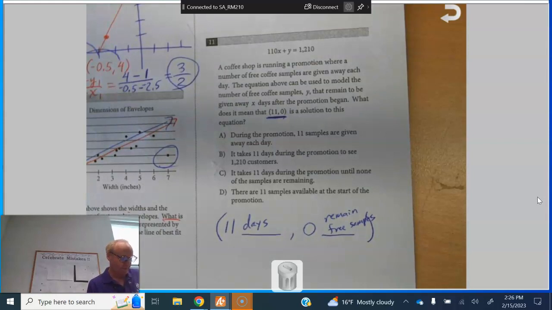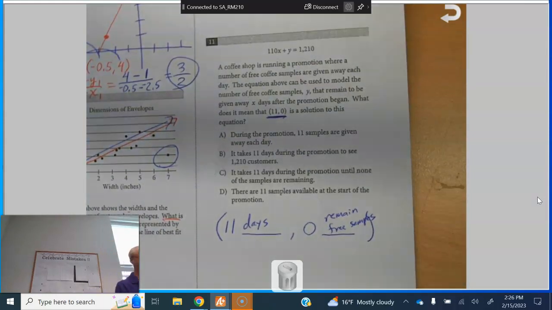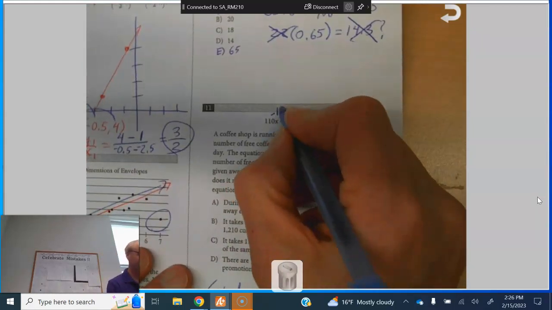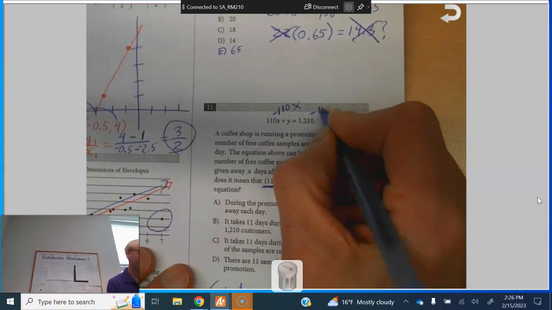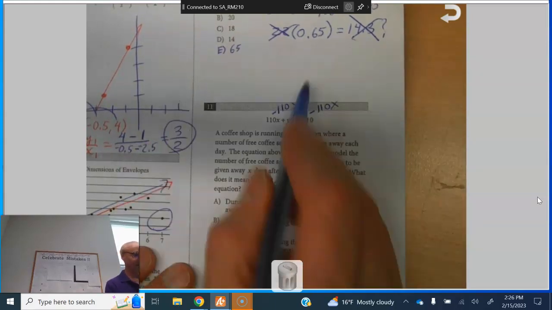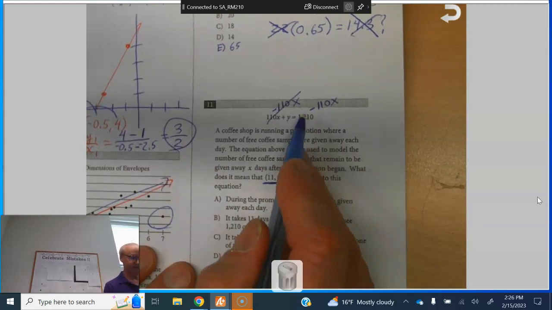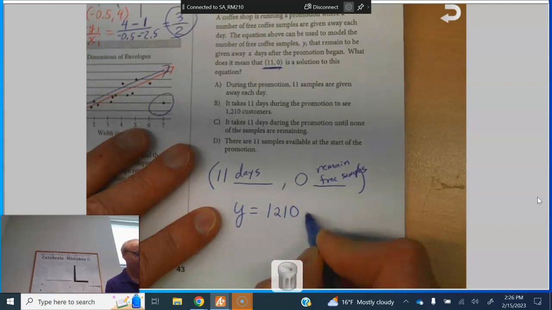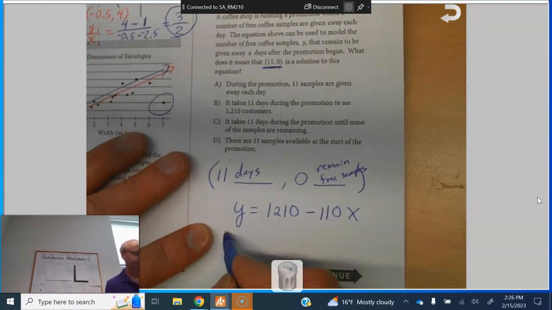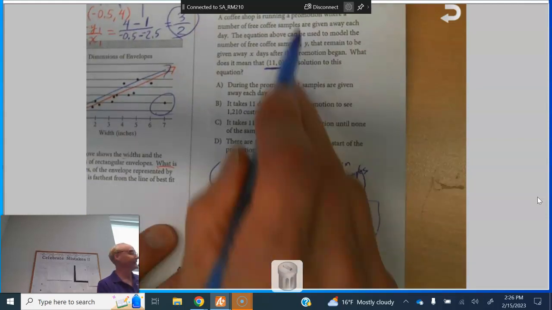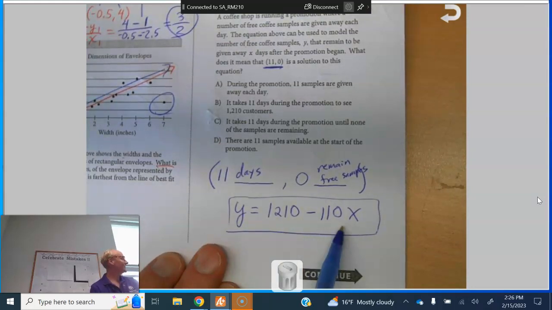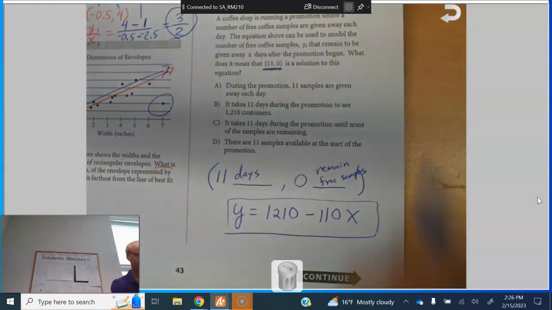It really is helpful to label real points. Now, what I did was I subtracted the 110x so that I could make sense of what was really happening. Take a look at what I did. I subtracted the 110x and I got y equals 1,210 minus 110x. Can everybody see that this equation is a lot better than the one up above? Because it tells me what they started with and then they gave away 110 every day. Does that make sense? Hopefully you got it.